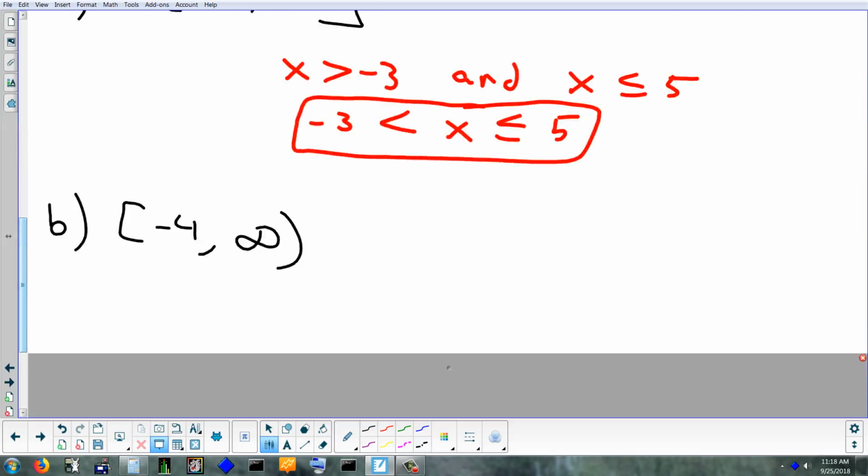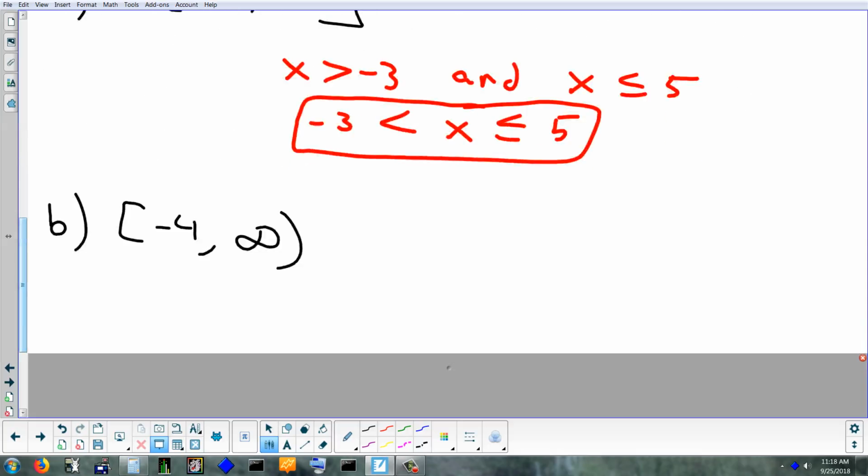All right, let's try this one. Gabe, what kind of interval is that? It's half open. Yep, it's half open and unbounded. It's an unbounded interval, right? There is no upper limit. It goes on forever. There's no bound. It just keeps going.